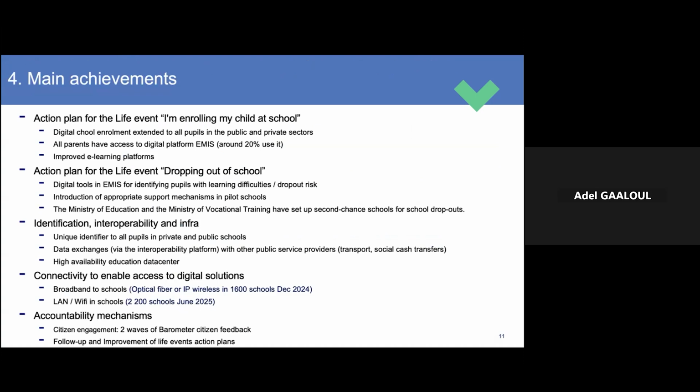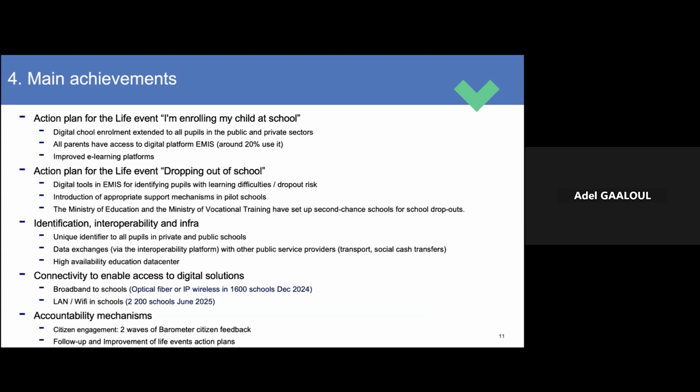Okay. Maybe 1 minute. What we can say about the action plan of live events: I'm enrolling my child at school. What are the achievements? Digital enrollment extended to all people in public and private sector. This is very important. So we have, let's say, a student register today. All parents have access to the digital platform, but only 20% use it. But this is still a problem. They have an ID to access, but they use it only for enrollment. Improved e-learning platforms.